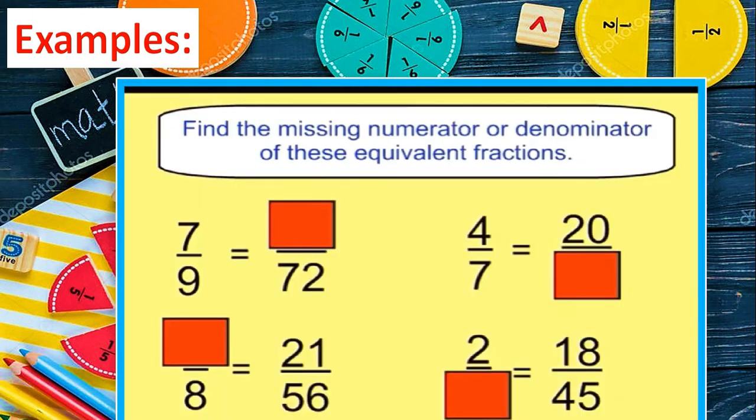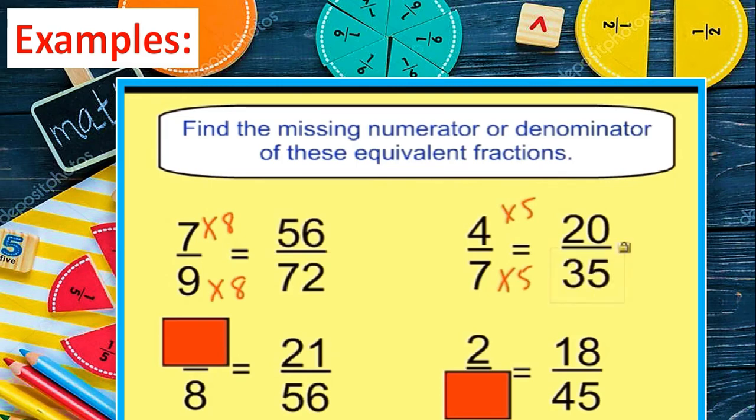Take a look at this equivalent fraction. Let's find the missing numerators and denominators. Look at the first one. 9 times 8 would give you 72. If you multiply 7 times 8, that would give you 56. 4 times 5 equals 20, and 7 times 5 equals 35. That's the missing denominator. 8 times 7 equals 56.